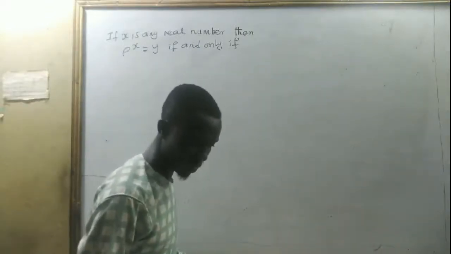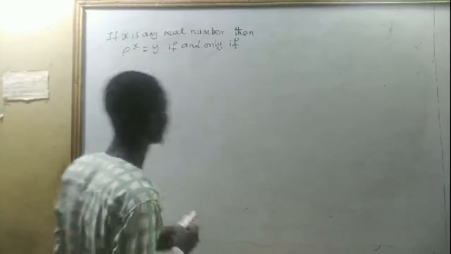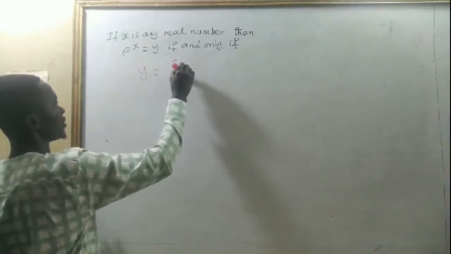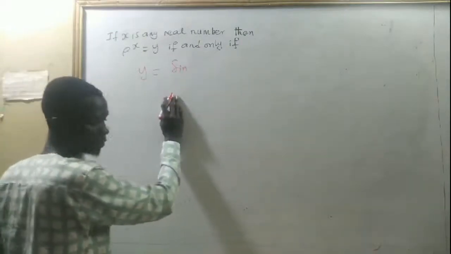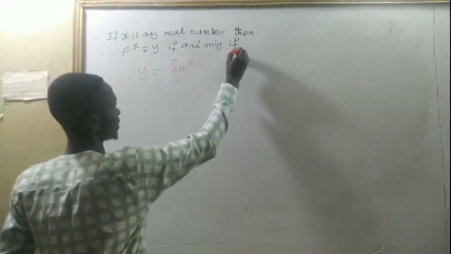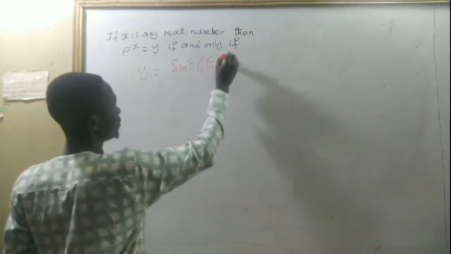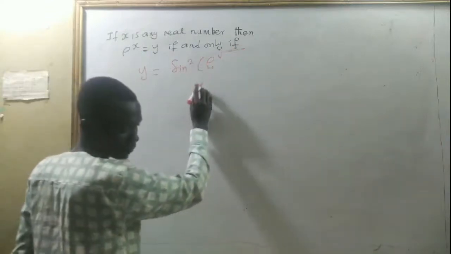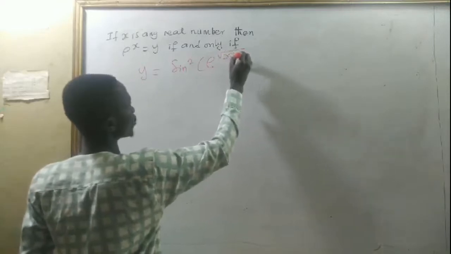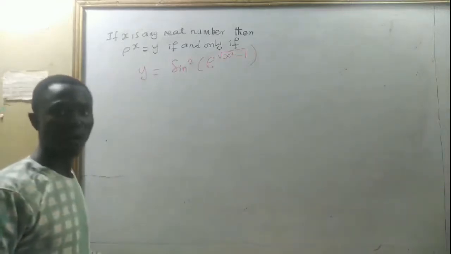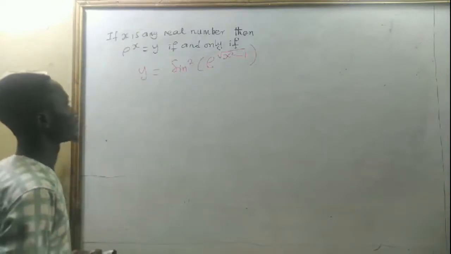The next example, we are going to consider y equal to sine squared of e to the power square root of x squared minus 1. Wow. So let's see how we do this one.